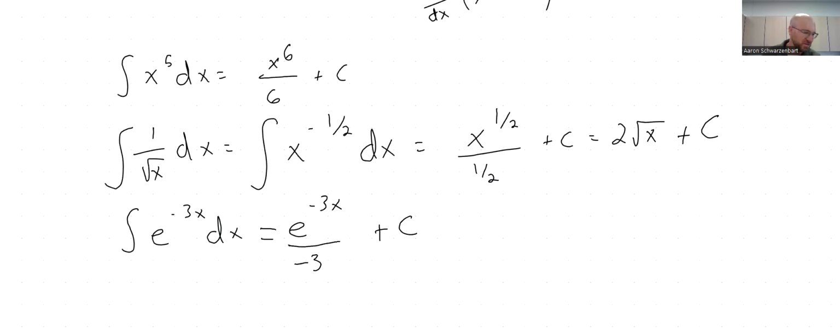Do another one here, different color. What has a derivative of cosine? That would be sine. Keep the inside the same. But normally I'd multiply by 1/2, so I'm dividing by half, which is multiplying by 2. And as always, put your plus c.